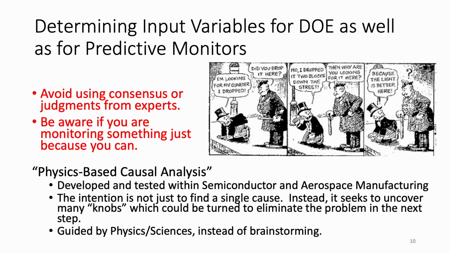So we use something we call physics-based causal analysis, developed and tested within semiconductor, aerospace, and several other industries. The intention is not just to find a single cause. Instead, it seeks to uncover many knobs which could be turned to eliminate the problem in the next step. So we're guided by physics or sciences instead of brainstorming.